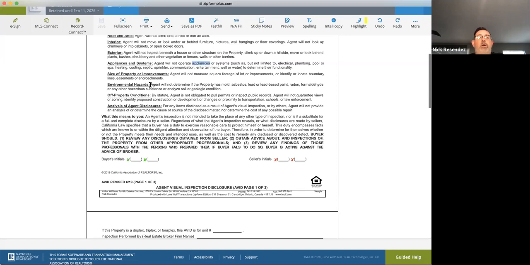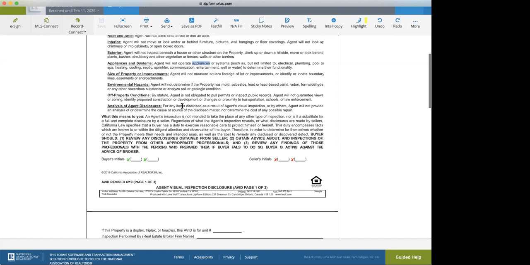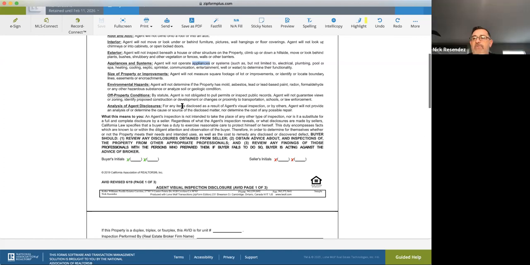Environmental hazards, we're not qualified to investigate. Off-property conditions, we're not required to investigate. And the analysis of agent disclosure. So what does this mean? Well, it means we're not going to analyze anything that we've been told that's outside the realm of real estate, okay? So if we get an SPQ that says there's a leak or some staining on the ceiling, we're not going to analyze to figure out what the staining is from. We're not going to try to guess either, okay?